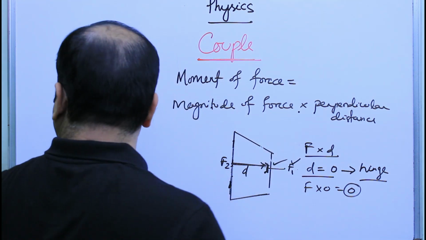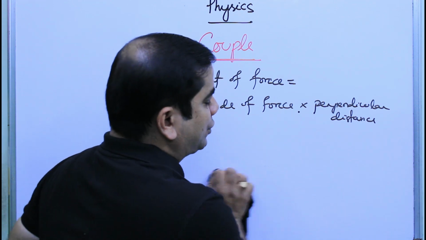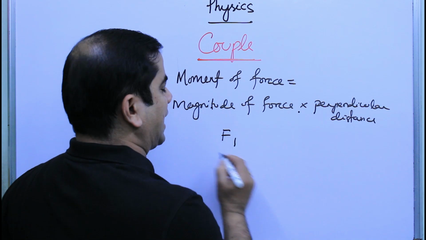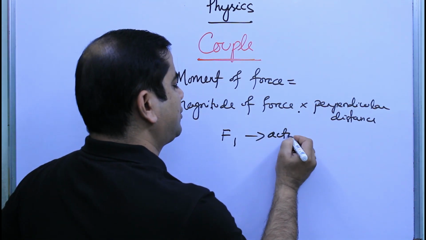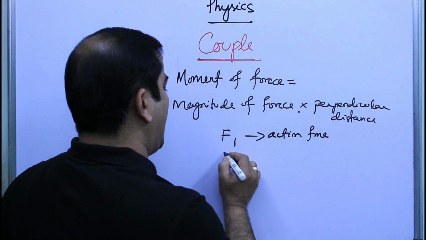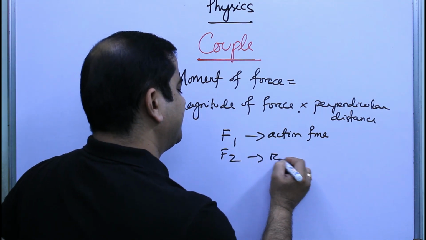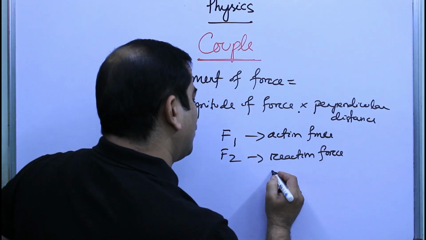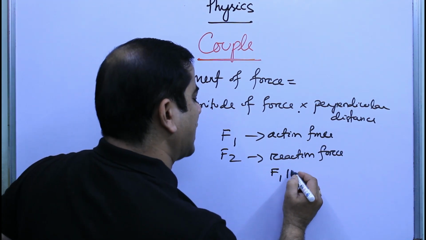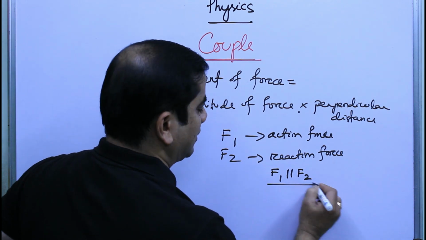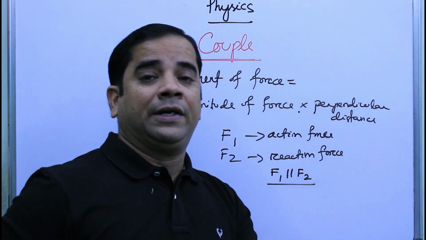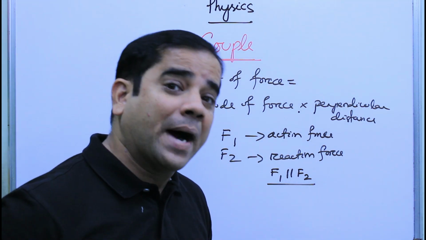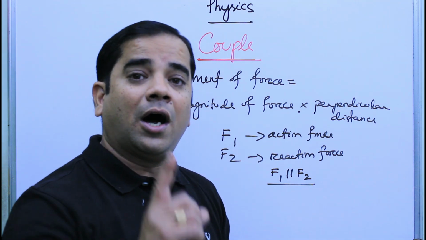Okay, we need to remember that the action force and the reaction force, suppose in this case F1 is the action force, and F2 is the reaction force. So we need to remember that these two forces are parallel to each other. Okay, so two different forces of same magnitude but acting parallel to each other are called a couple.